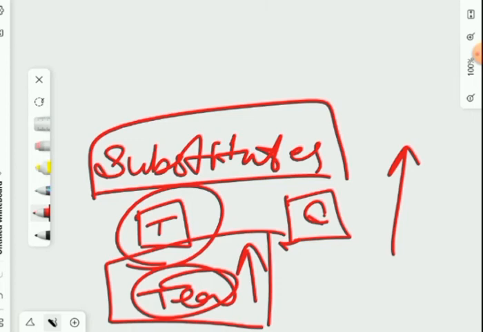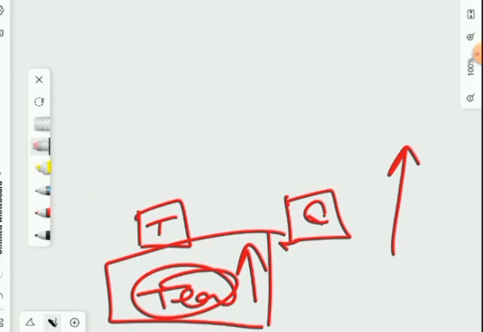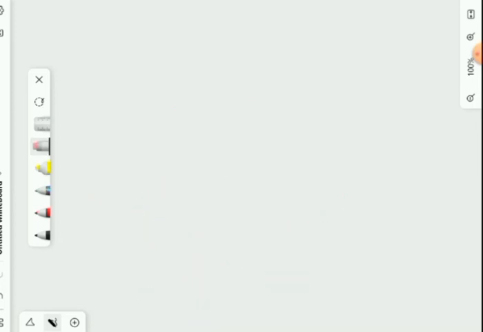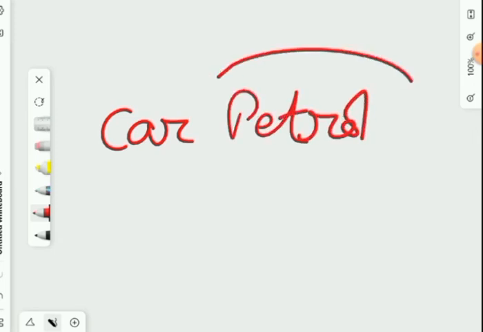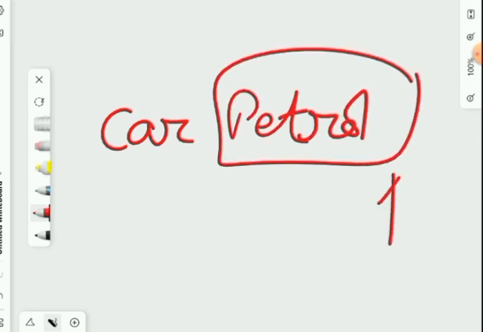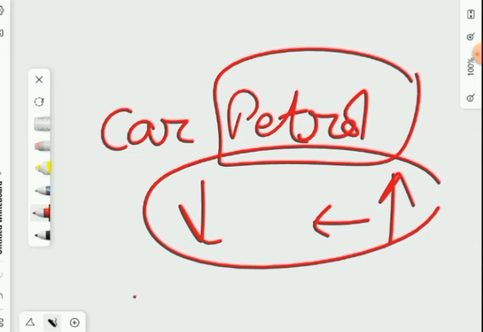The second type of related commodities is complementary goods, which are associated with each other. For example, car and petrol. If the price of petrol increases, the demand for car will decrease, and vice versa. So this is inverse relationship.